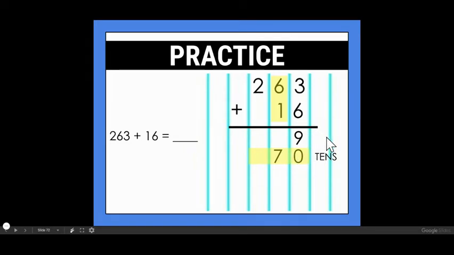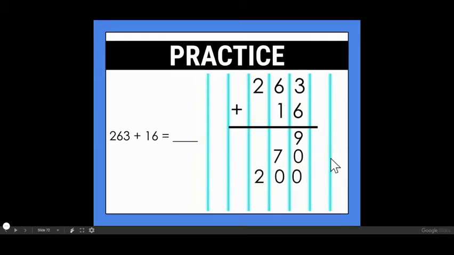Next, I'm going to look at my hundreds. So remember, my hundreds is going to come right underneath. It's going to keep stacking right underneath. And I'm going to look at my hundreds place. My first addend has 2 hundreds. My second addend doesn't have any hundreds. So 2 plus 0 is just 2, but it's in the hundreds place, so it's 2 hundreds. So I'm going to write down my 200.